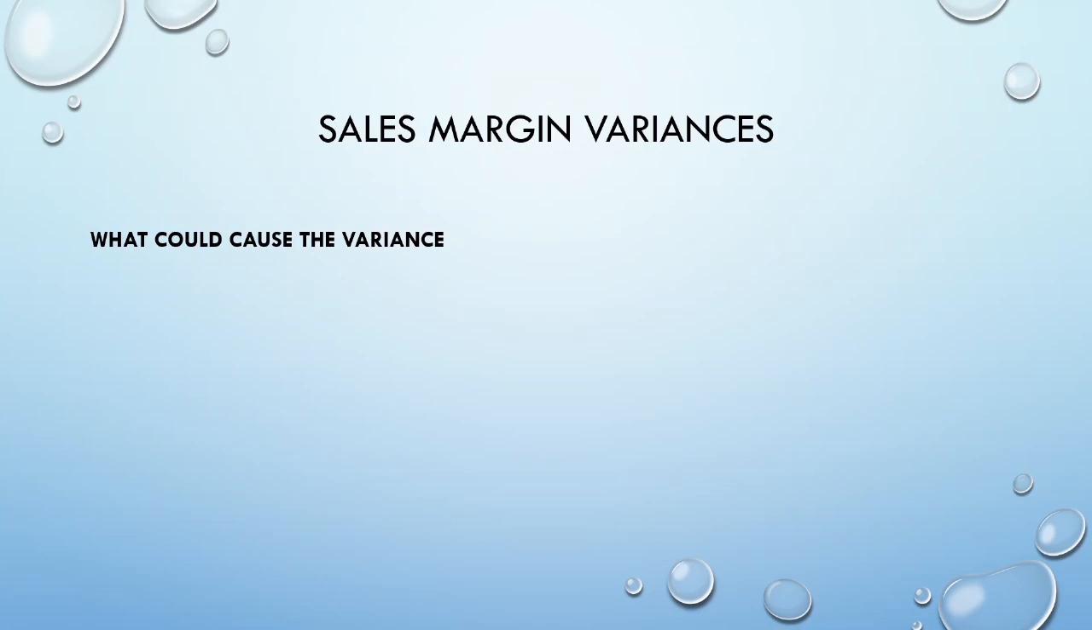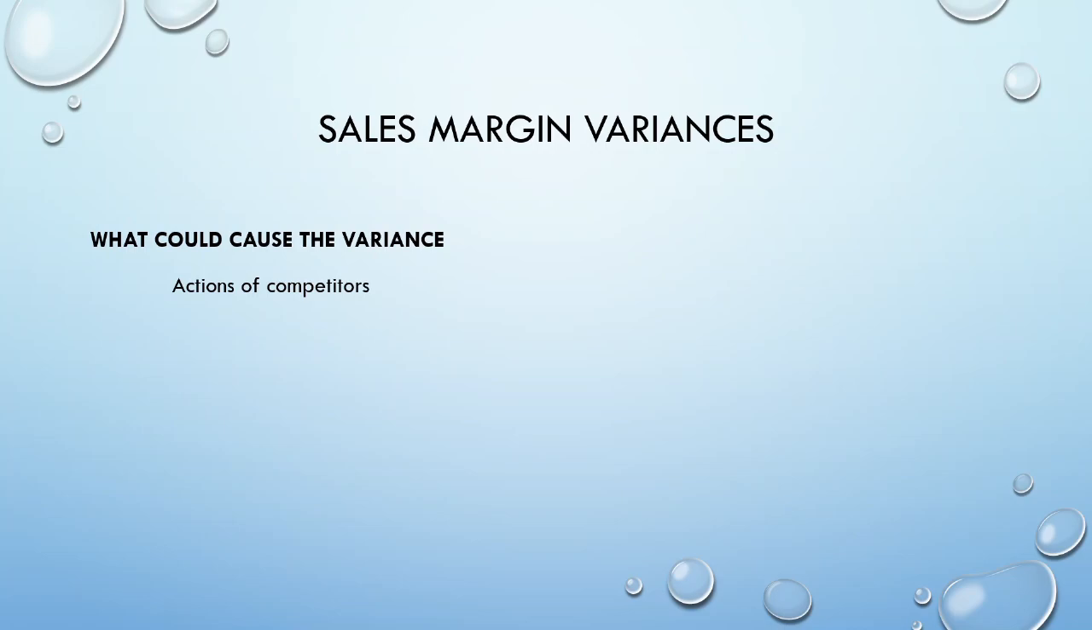We may need to look at the action of our competitors, especially if we are a price taker. If our competitors adjust prices, we may need to change ours accordingly. Changes to the price may then affect the demand for our product, which will consequently affect our volume variance.